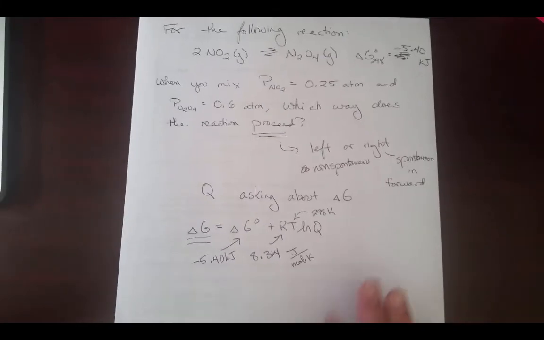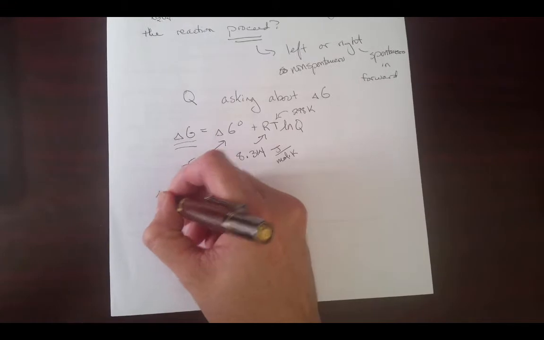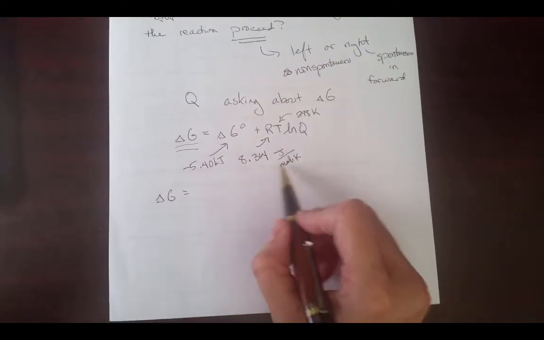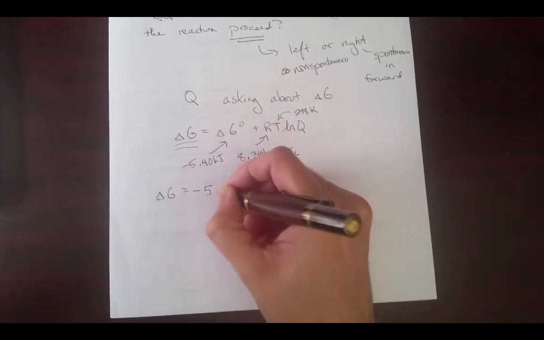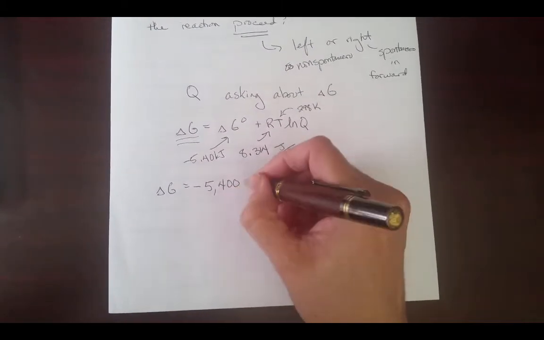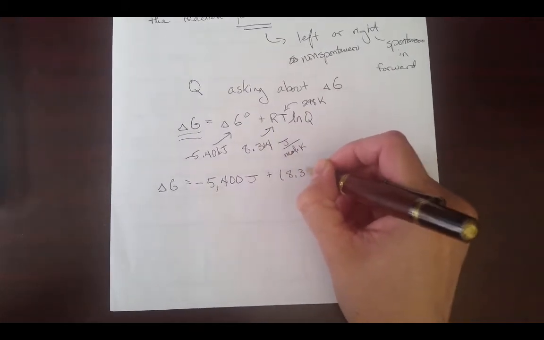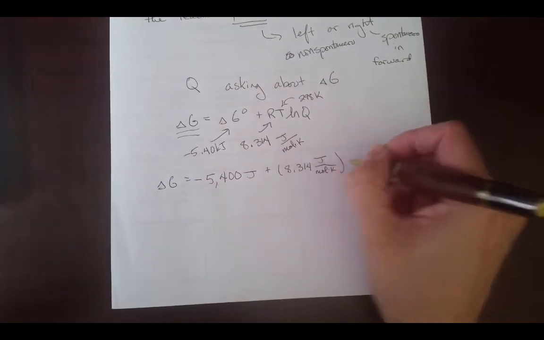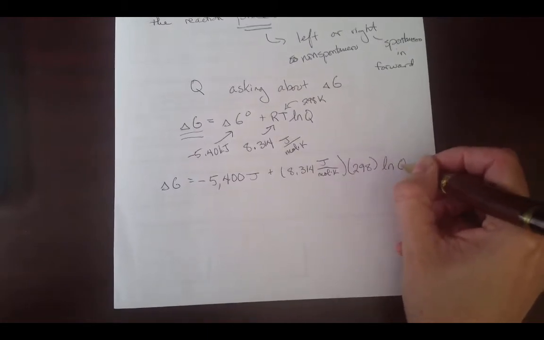So this already looks kind of messy, so we're going to take a moment to rewrite this. As I rewrite this, I'm going to note that I've got something in kilojoules here, something in joules here. So I'm going to move everything to one of those. I'm going to pick joules. So now I have negative 5,400 joules plus my 8.314 joules. So now my units match, times my temperature, times the natural log of Q.